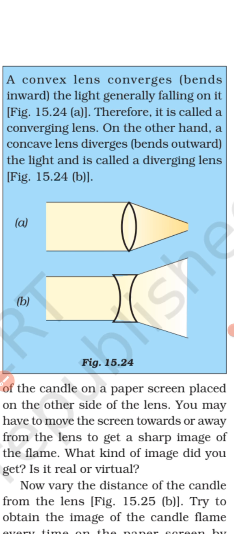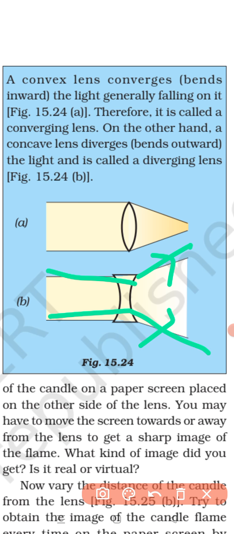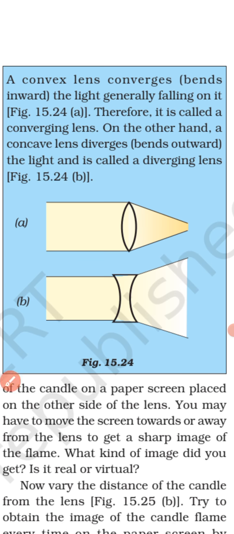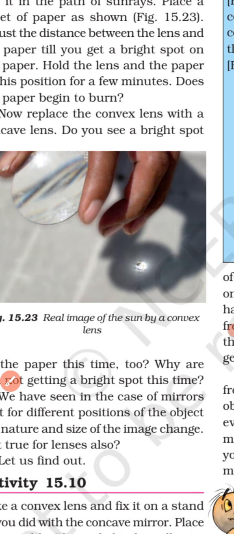But on the other hand, a concave lens will diverge the light rays. It will bend the light rays outwards when light is allowed to fall on it. See, the sun rays contain light rays and heat rays also. Are you getting it? So the convex lens converges the sun rays to a small point on the paper to form the image of the sun.